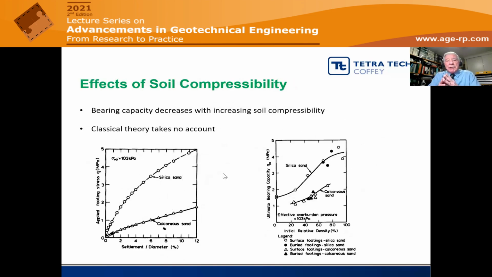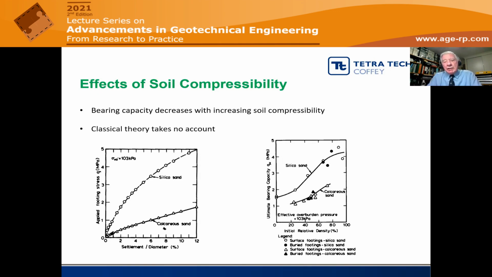Now, I mentioned soil compressibility before, and this is something that I think we started to recognize. It was a very interesting problem that we had some 40 years ago now in Bass Strait, where an offshore platform was being constructed, and it was clear that it was on calcareous sand, and the calcareous sand, even though it appeared to have a high friction angle, had a bearing capacity that was substantially lower than we would have expected from a silica sand.